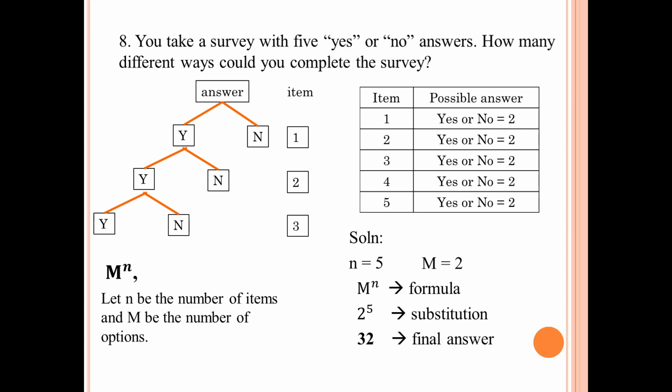Final answer. So meaning to say, if the problem needs to know the number of different ways that you could complete the survey, you're going to use this formula even in a multiple choice. Example, if we have 3 items and each item has 4 options, therefore you're going to solve it as 4 to the power of 3. 4 times 4 times 4 is 64. Okay, so that is how the M to the power of n works.